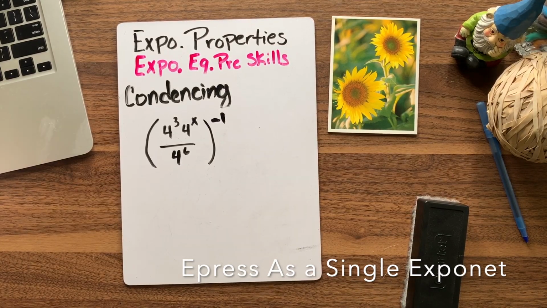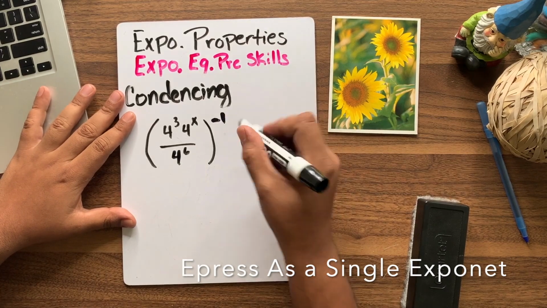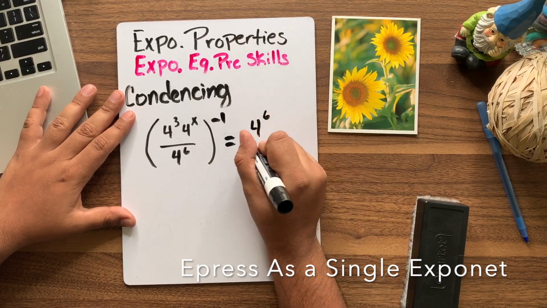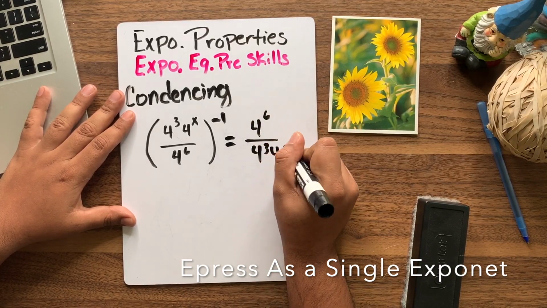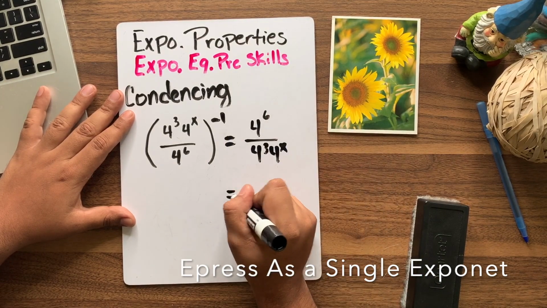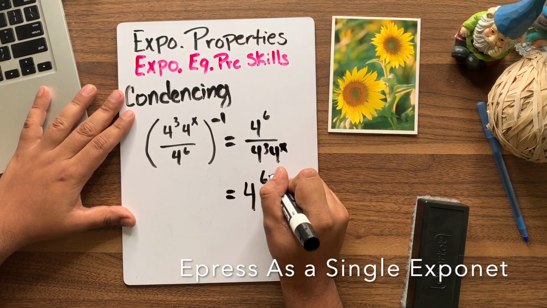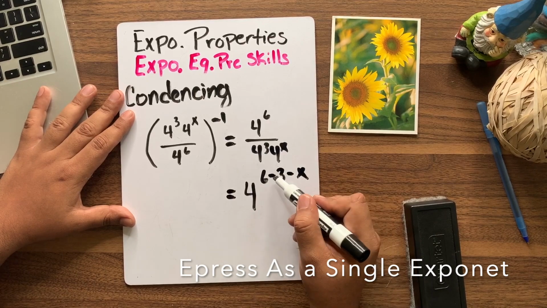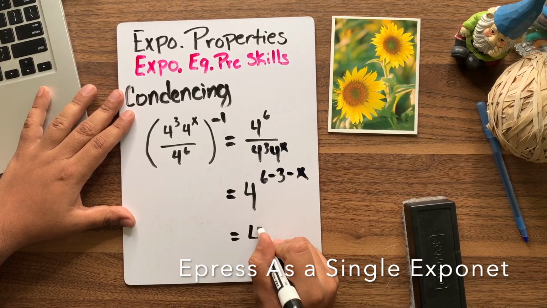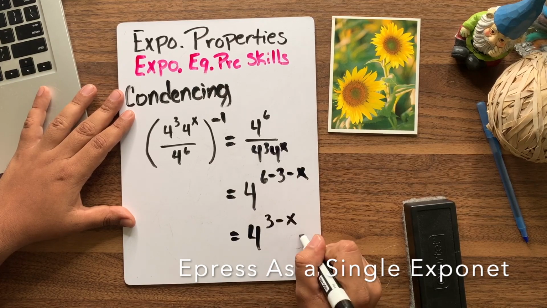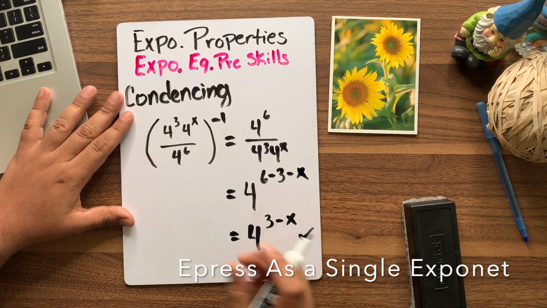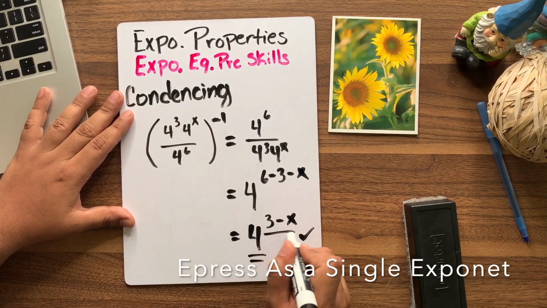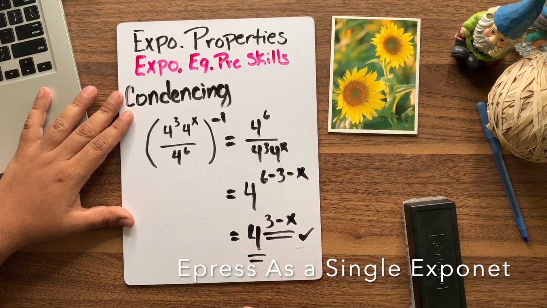Okay, if you do have one like this and you do have a negative exponent, remember the negative exponents, when you have a fraction like this, you're going to flip it first. And then you're going to condense. So in this case, it would be 6 minus 3 minus x. 6 in the top, 3 is in the bottom, x is in the bottom. That's why the minus. And last time I checked, this is 3 minus x. There you go. So we are expressing our expression into one single base with a power. And that's what we're looking for in the condensing part.